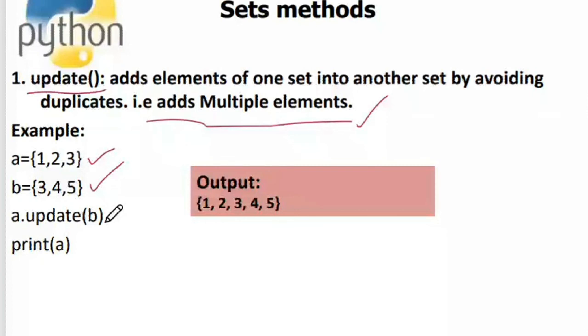Now I'm printing A. I am getting the result where B has been added to A, but it removes duplicates, because 3 is common in both A and B. So I'll have 1, 2, 3, 4 and 5. It just removes the duplicates. Is this update method clear to everyone?